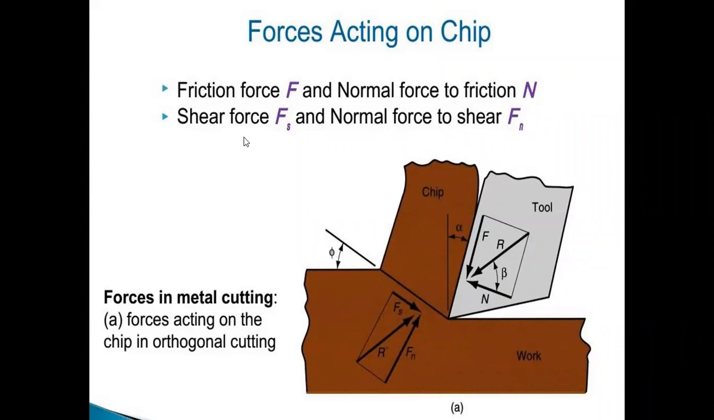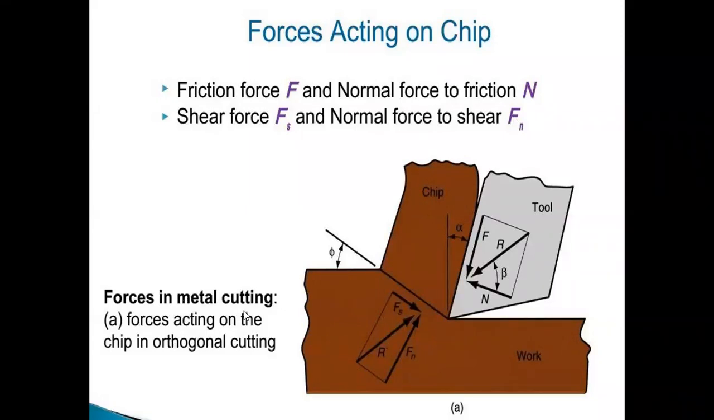Then another force that acts on a chip is shear force. Obviously, shear force separates the chip from the workpiece. So F is the force that separates the chips, and this force acts along a plane known as shear plane, and the shear plane is tilted at an angle phi. Normal to the shear force is Fn. So these are the two forces, shear force and normal to shear force, and when we add them as per head to tail rule, we get the resultant R dot.